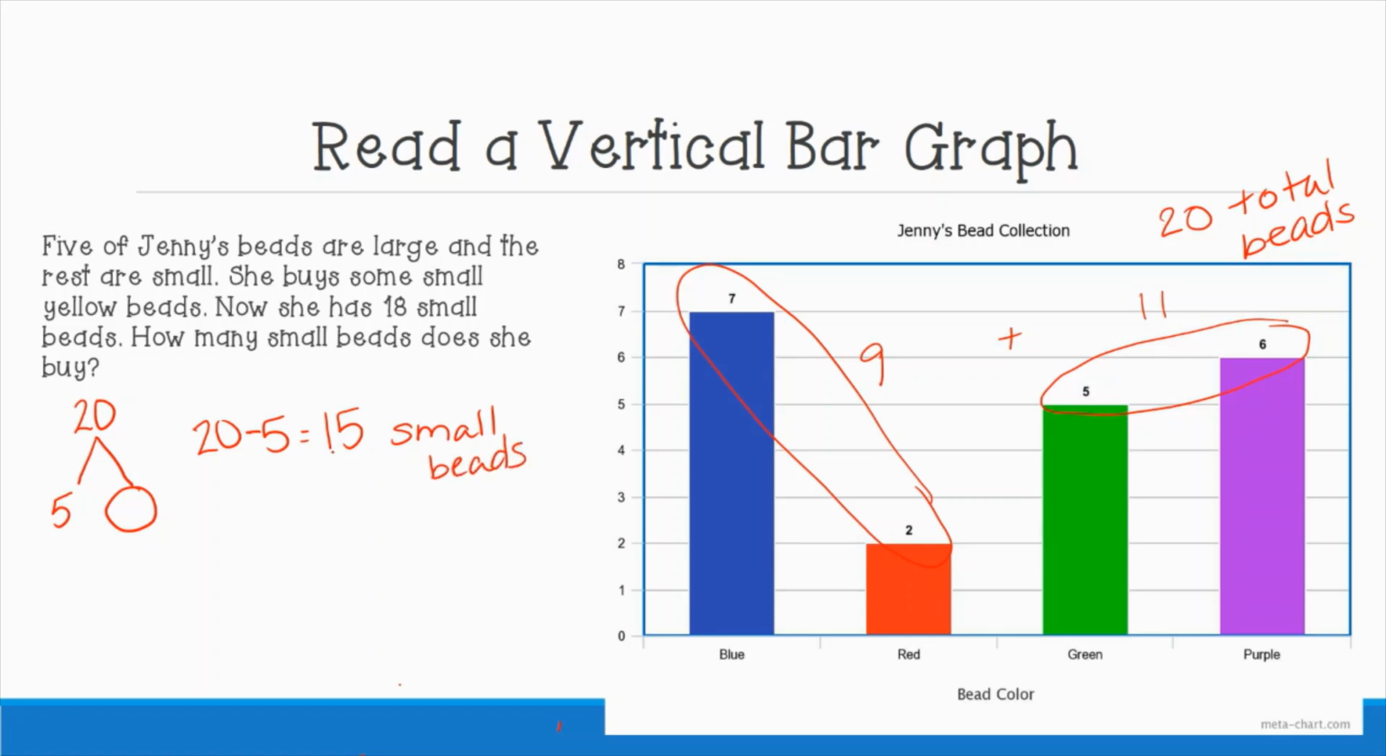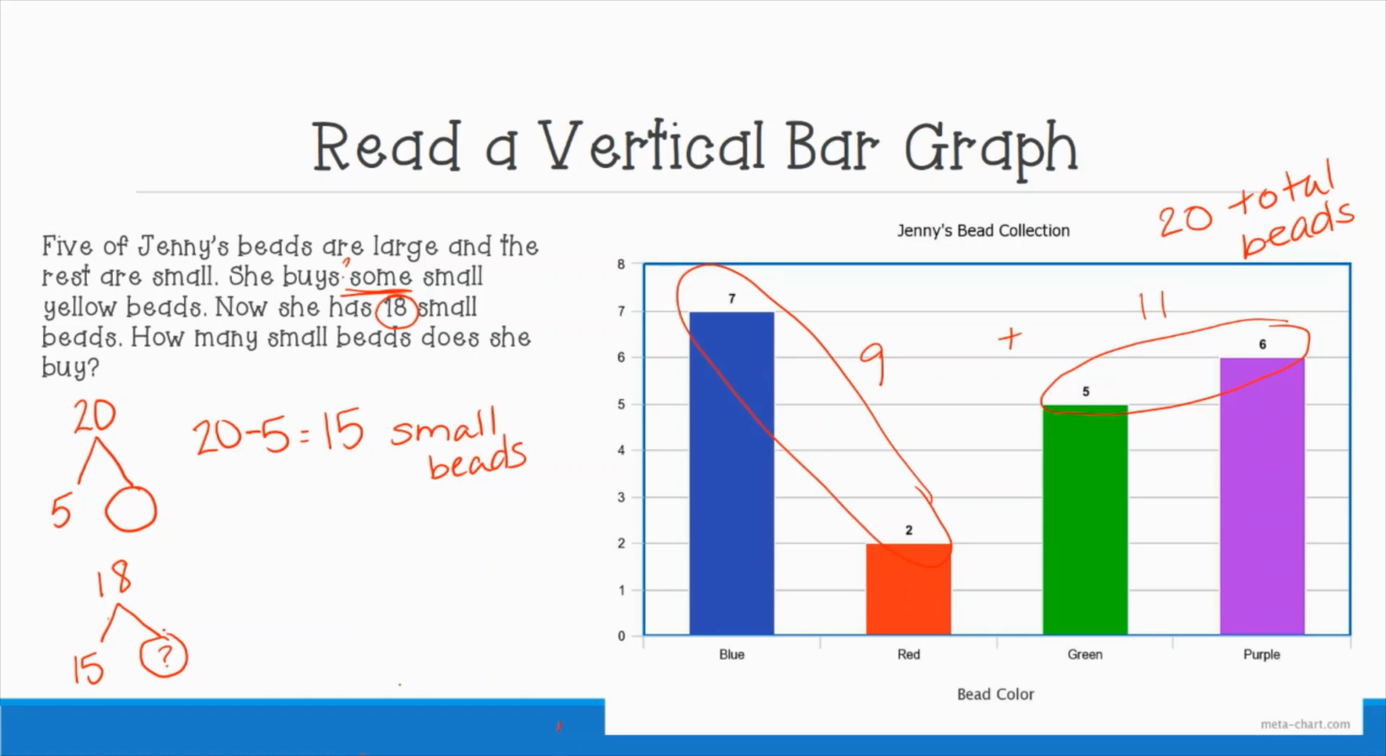Now that I know how many small beads I started with, I can add the small beads that she bought and see that I have a total of 18. So let's make a math mountain. We have 18 total small beads. She started with 15 and she bought some more. That some more is our unknown. We don't know how much that is. So now we can add up to find our difference between 18 and 15.